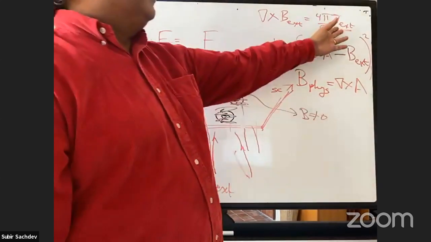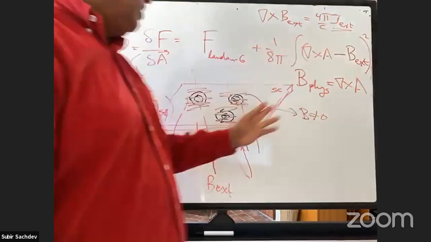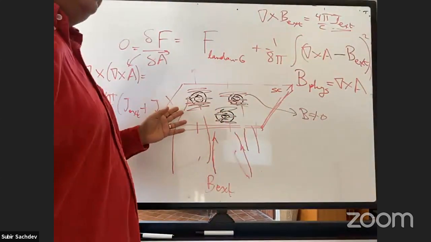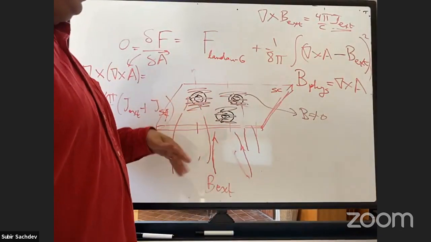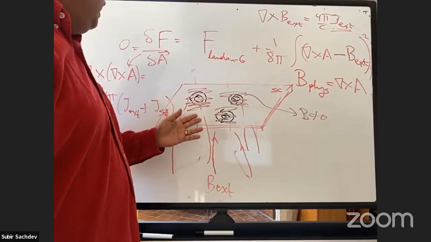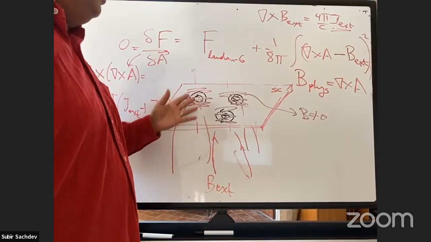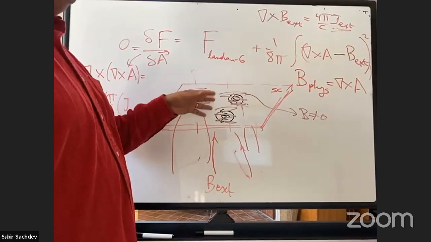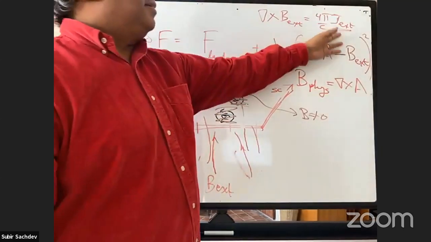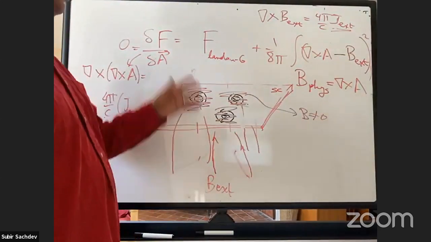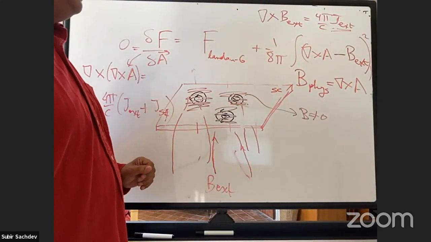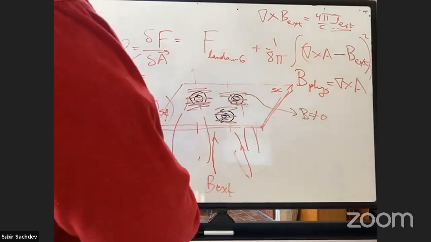I tell you there's some external currents, but I don't tell you what are the supercurrents. I don't know what they are. So I have to solve both problems at the same time. I have to determine the supercurrent, and then I have to determine from that supercurrent and the external current the total field.